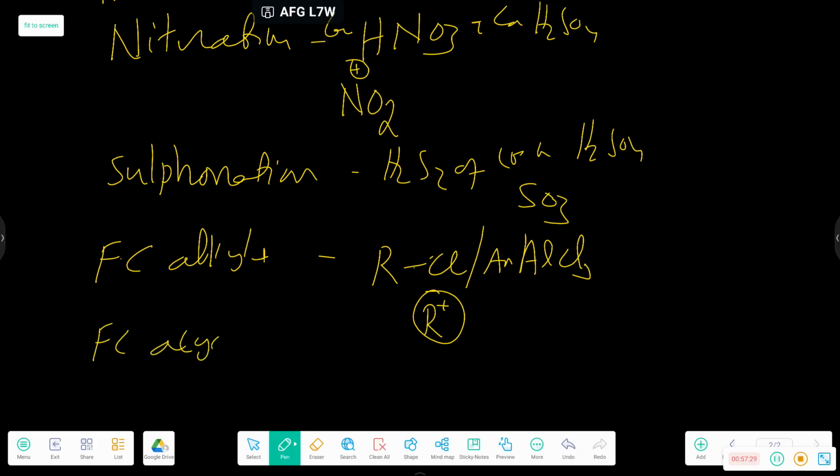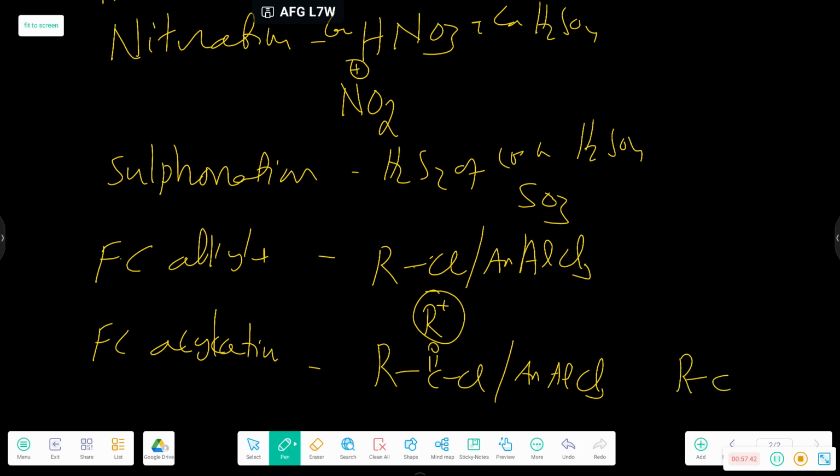Friedel-Crafts acylation. What is that? RCOCl in the presence of anhydrous AlCl3. Here what is the electrophile? The acylium ion, RC=O+. There is no rearrangement here; in alkylation, rearrangement is possible. Very important. So like that, 5 reactions. This will come and attack. And what is the byproduct here? H is there, Cl is there, it will go. Here H2O, here H2O, here HCl.